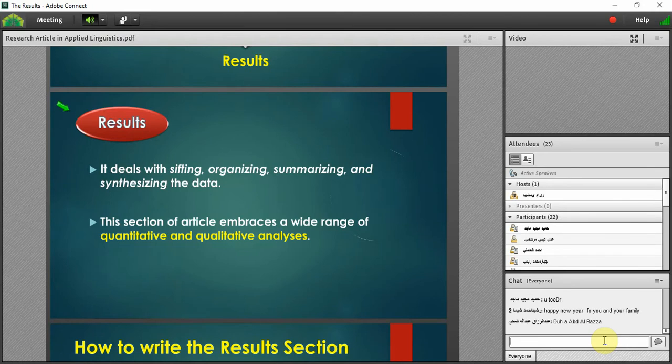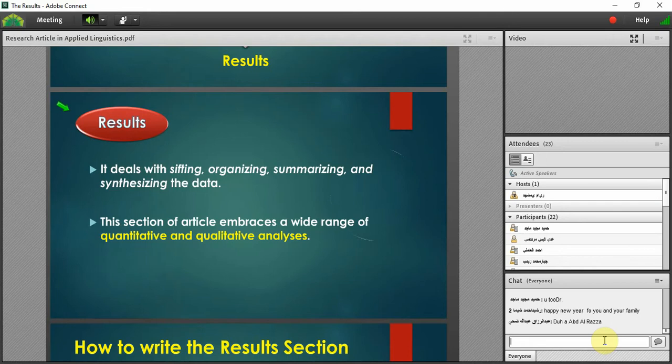Well, this section deals with sifting, organizing, summarizing, and synthesizing the data. In the results section, my dear students, you have to present the results of different tests and statistical procedures you have used in your study. You have to sort them, organize them, summarize them, and in some cases, you need to synthesize the data, okay?